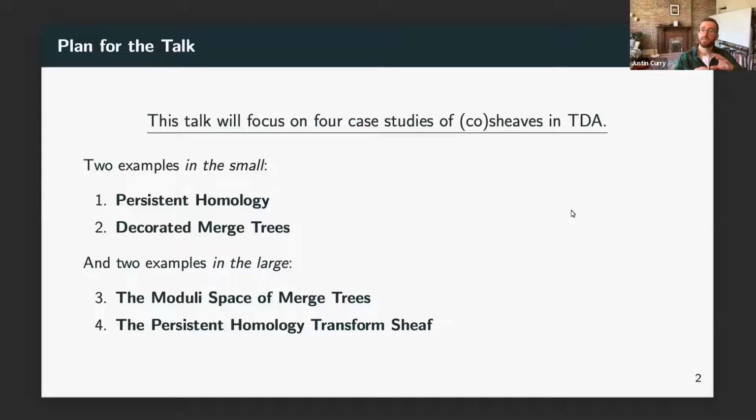Broadly, this talk's going to have 4 chapters, but broken into 2 parts. The first part is going to be focusing on how we can use sheaf theory to model individual instances of things from TDA, one being persistent homology and another being this new tool, which I want to advertise, called decorated merge trees. And then the second half of the talk, I want to show how the sheaf theory perspective can be used to study the space of all data sets and also the space of all these topological summary objects like merge trees or barcodes.